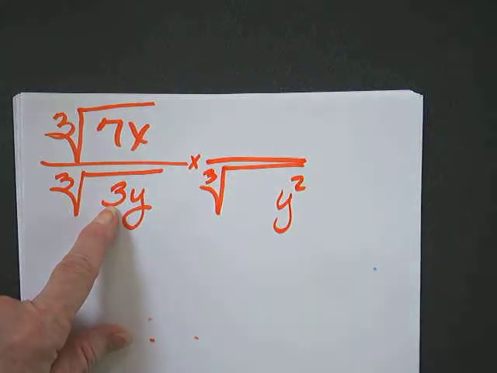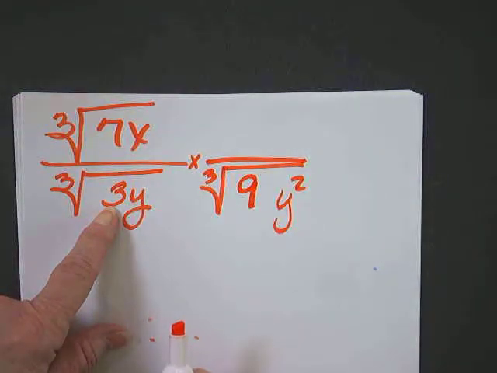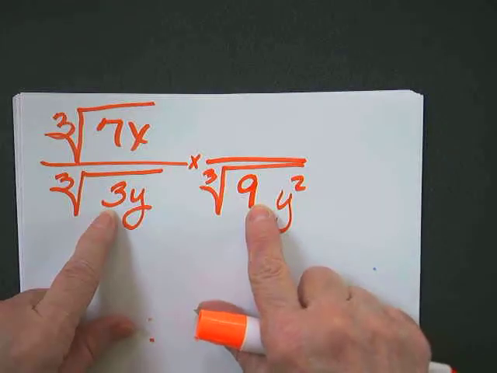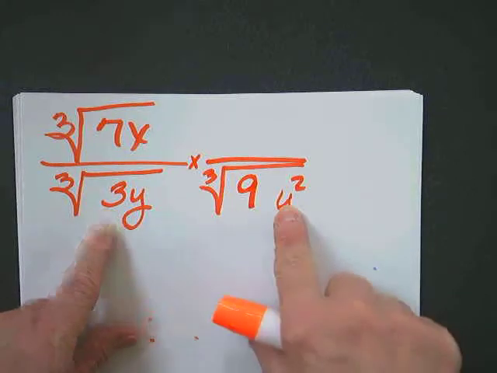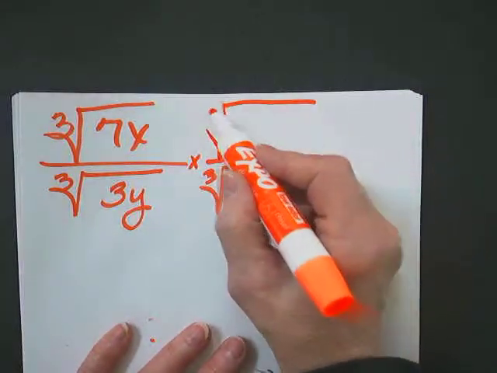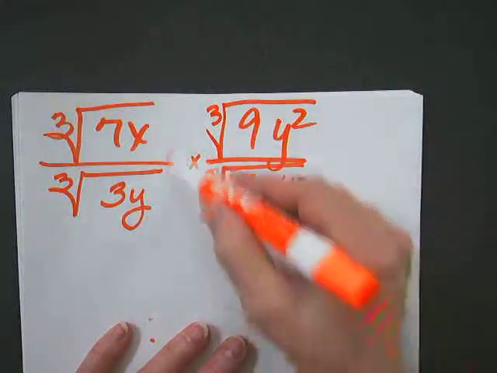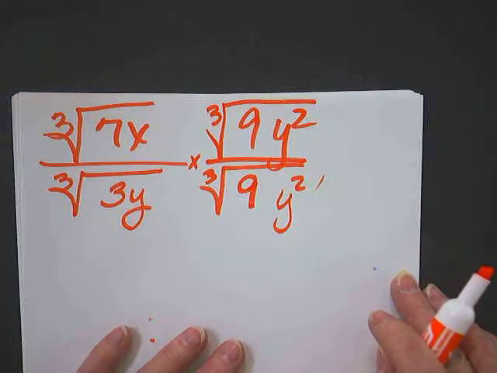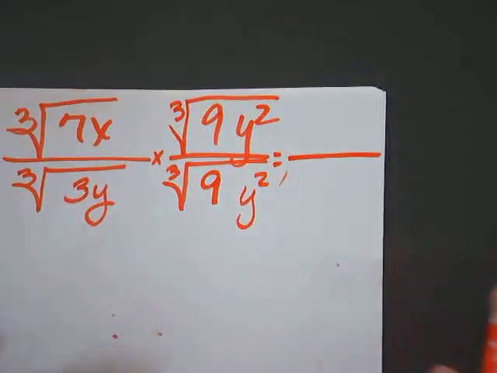The y, we need 2 more of them, right? To have y cubed, so it'll come out. 3, we need 2 more 3's. 3 times 3. We need 9. Because 9 times 3 is 27. That's a perfect cube, right? So now that we figured this out, we're going to do it on the top and the bottom. Same thing on the top, because we're going to multiply by 1.